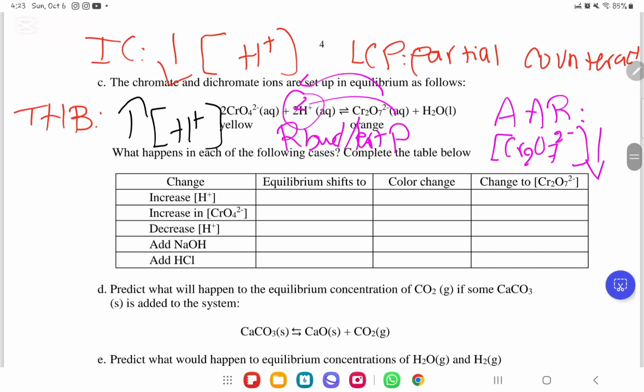So the equilibrium shifts to the left, the color change becomes yellow, and the change to Cr2O7 concentration decreases.